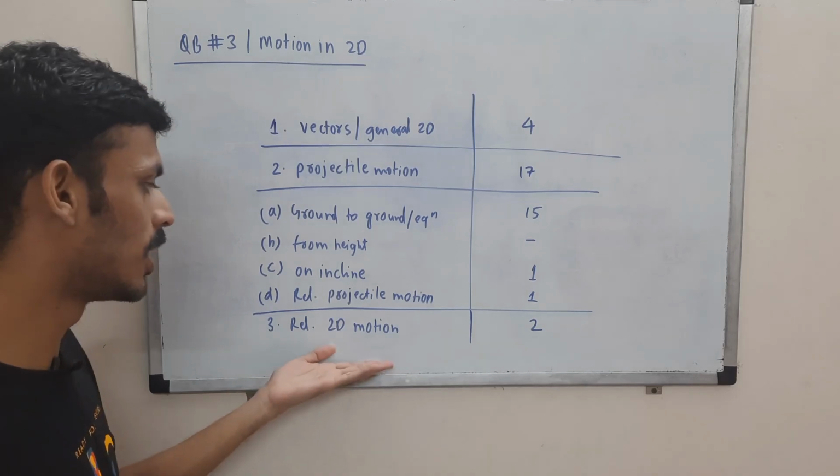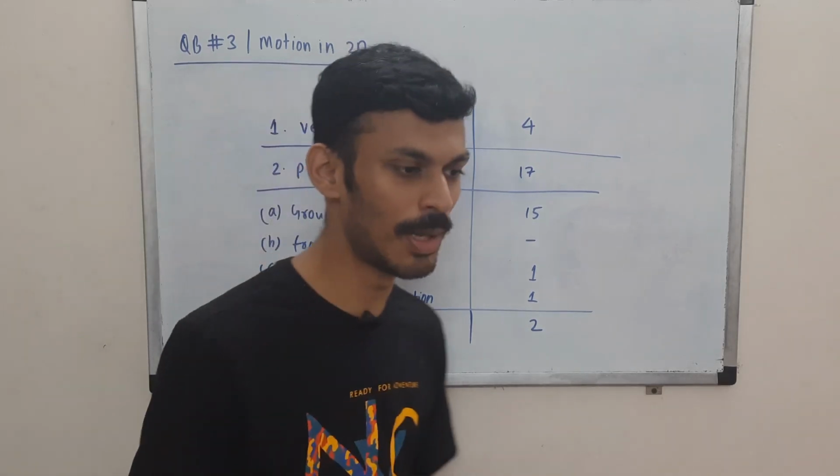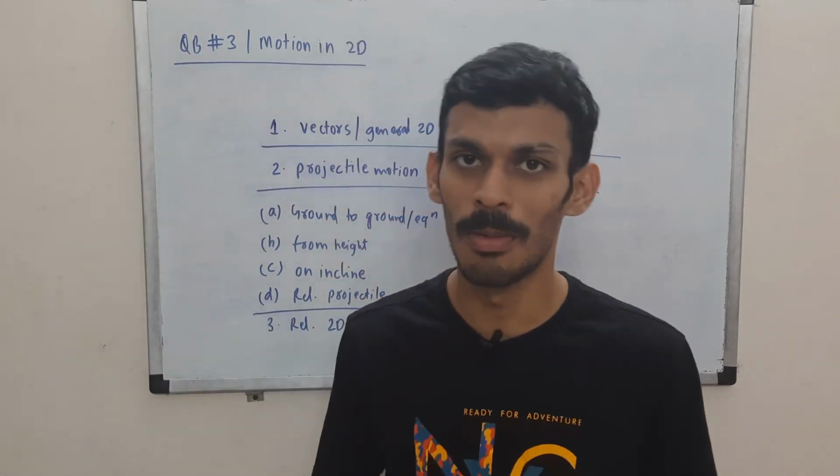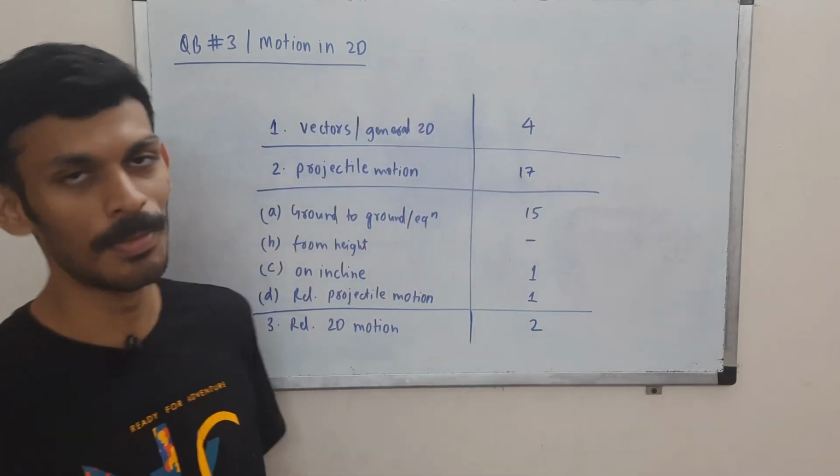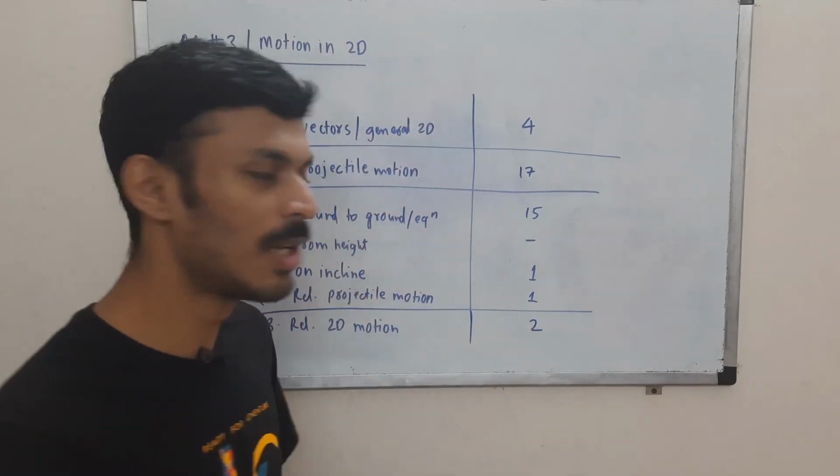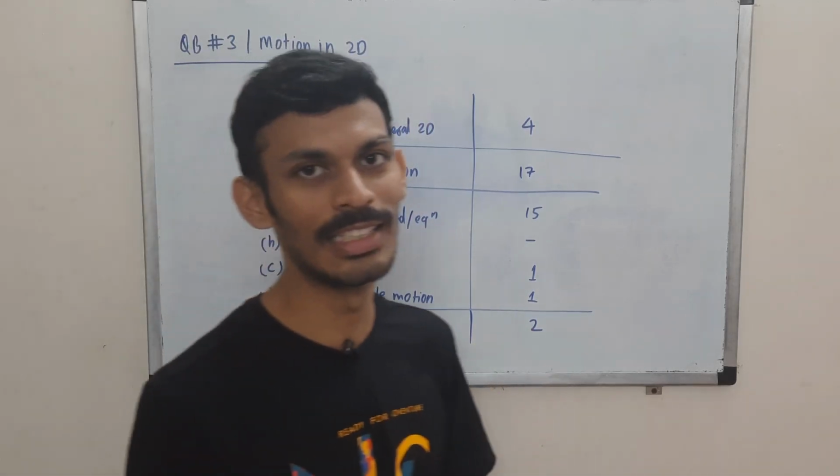Then we have relative motion in two dimensions, like the rainman problem or river swimmer problem. Also 2 questions from there. So that was the previous year trend. Enough of talking, let's get into the questions and let's try to solve them.